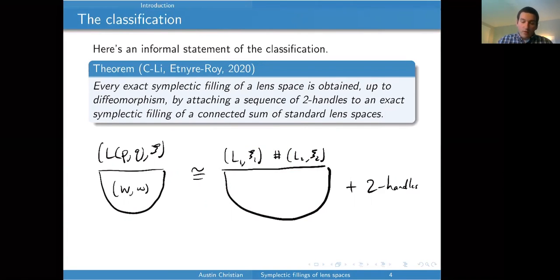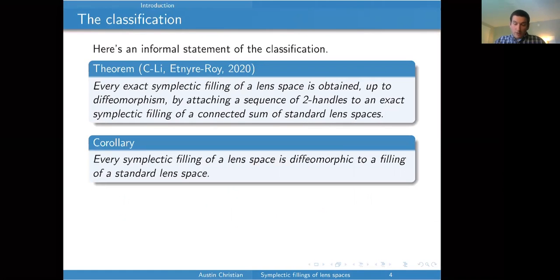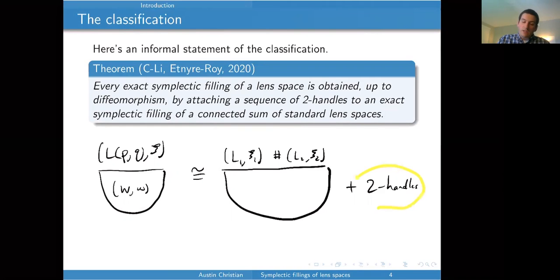Okay, so we'll give an algorithm for starting with a filling here and decomposing it in this way. And a corollary of this result is that every symplectic filling of a Lens space is diffeomorphic to a filling of a standard Lens space. That's because the way we attach these two handles matches what we would do up to diffeomorphism if C were standard.